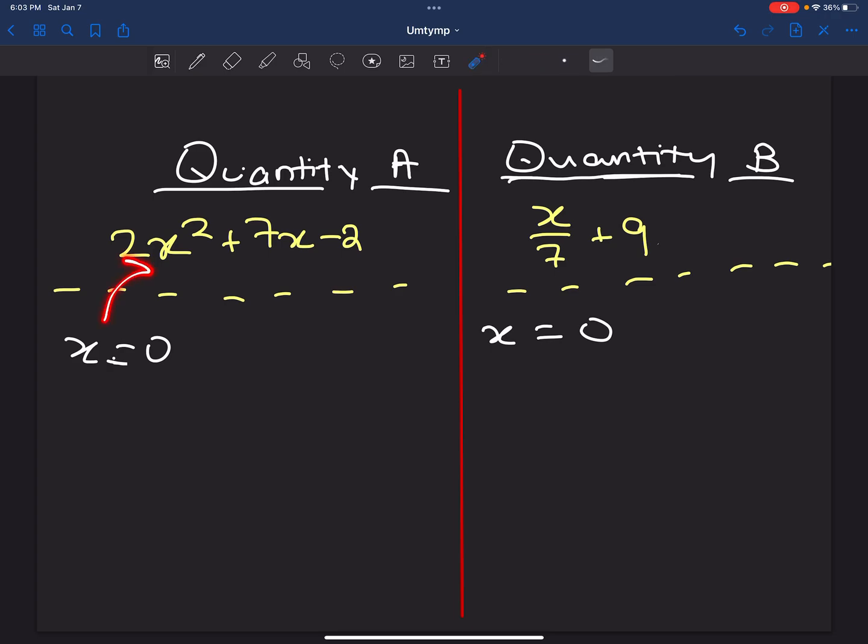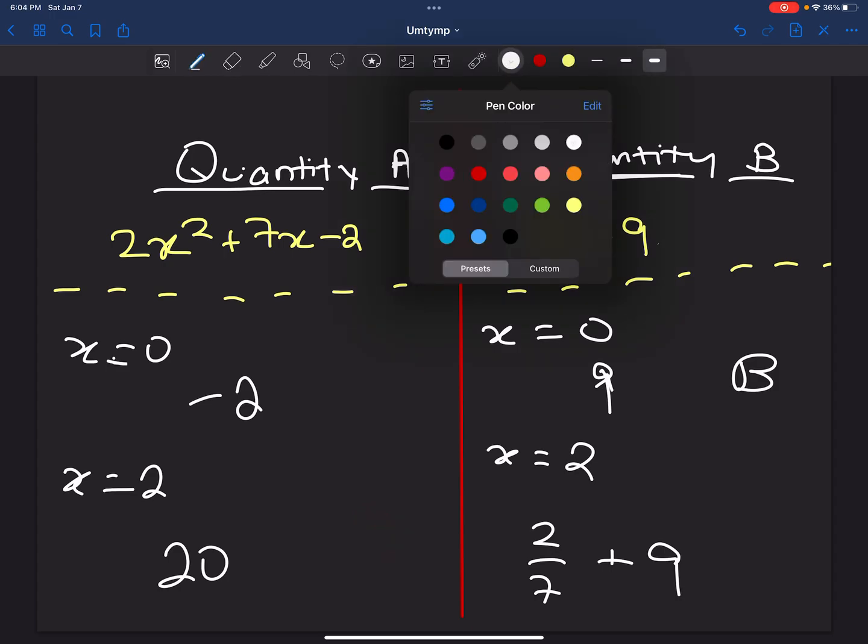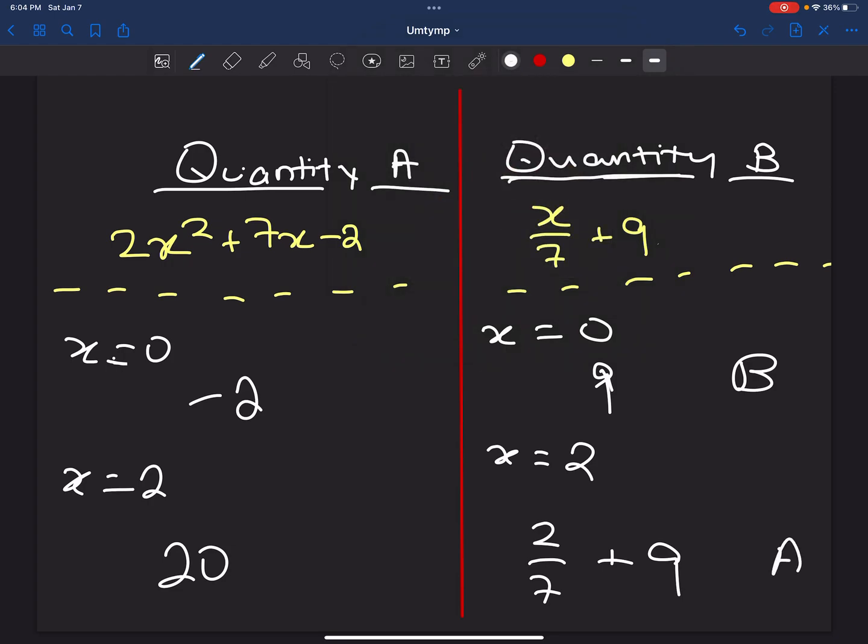So if we put this into here, we get -2. And if we put 0 in as x over here, which is 9, so in that case B would be the right answer. So don't stop there, try more numbers, because whenever you're doing these substitution problems, you always want to do more than 1. So if we put in 2 over here, we get 20. And if we put 2 over here, we get 2 over 7 plus 9. And we don't need to simplify that. So the answer is A, but you can check if you want. 20 is greater than 2 over 7 plus 9.